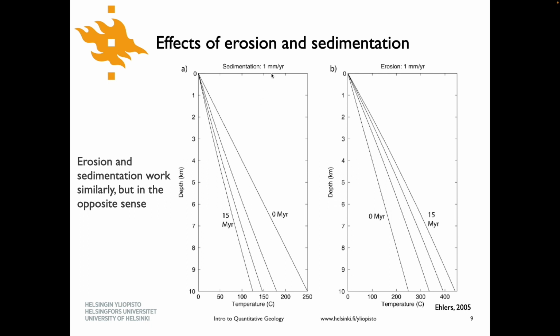At 1 millimeter per year, in this case, that's the equivalent of 10 kilometers per million years in terms of a rate. So essentially here, I think it's 0 million years, 5, 10, and 15. So already here, after the 10 million years of sedimentation, basically this would all be sediment from the surface down to the depth here, and your temperature would have dropped to 150 degrees from the initial 250. So the process works more or less the same with the opposite effect. If you have erosion, you heat up. If you have sedimentation, you cool the crust down.